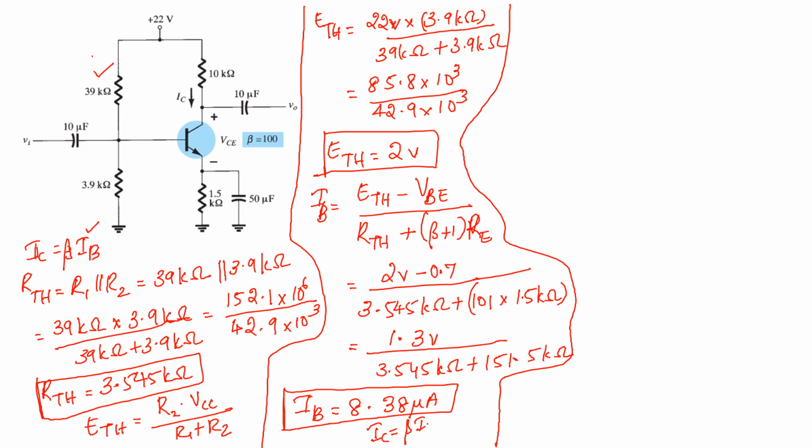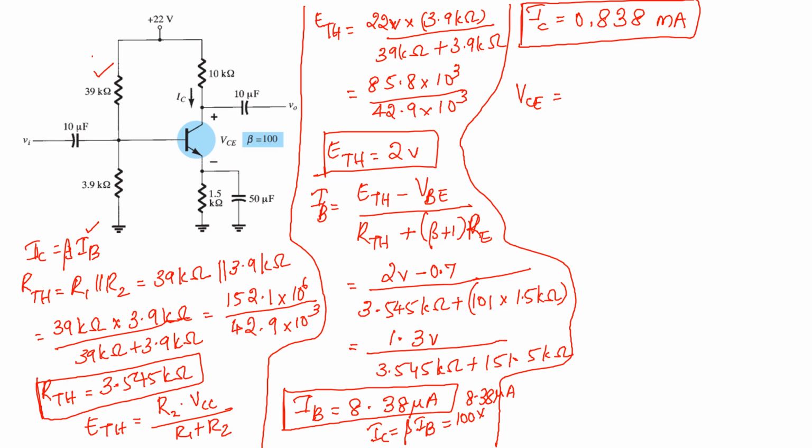IC is equal to beta into IB. So 100 into 8.38 microampere. So you will be getting IC will be equal to 0.838 milliampere. Okay, you have got the first DC value, that is IC is equal to 0.838 milliampere. Now you have to calculate what is your VCE.